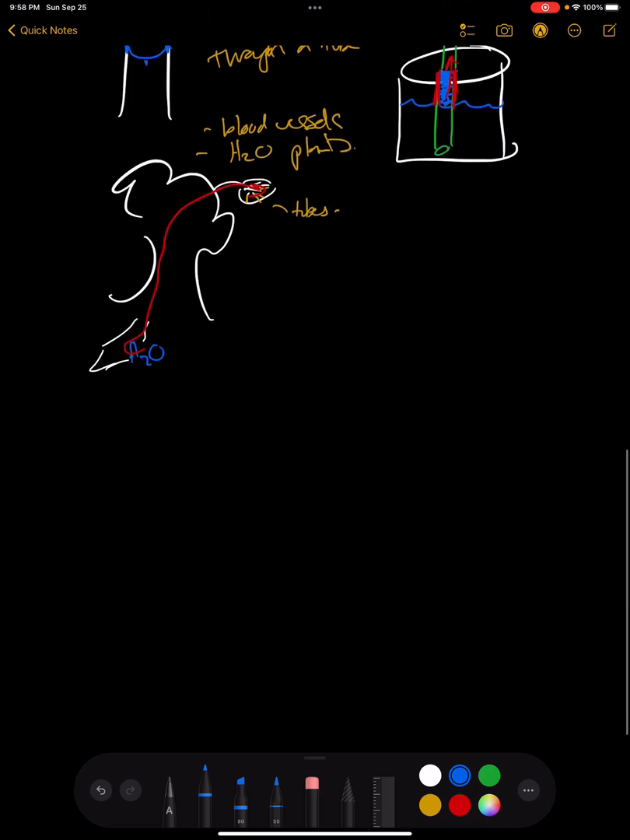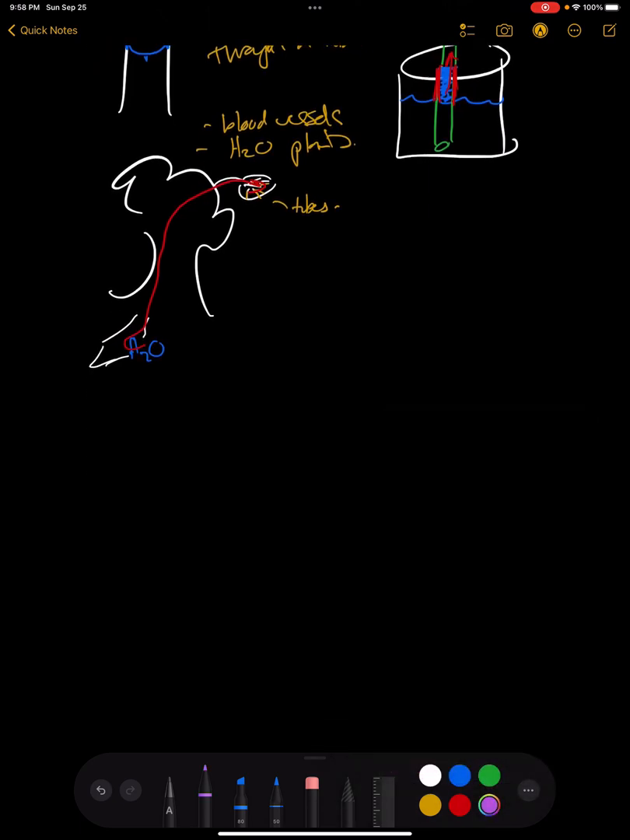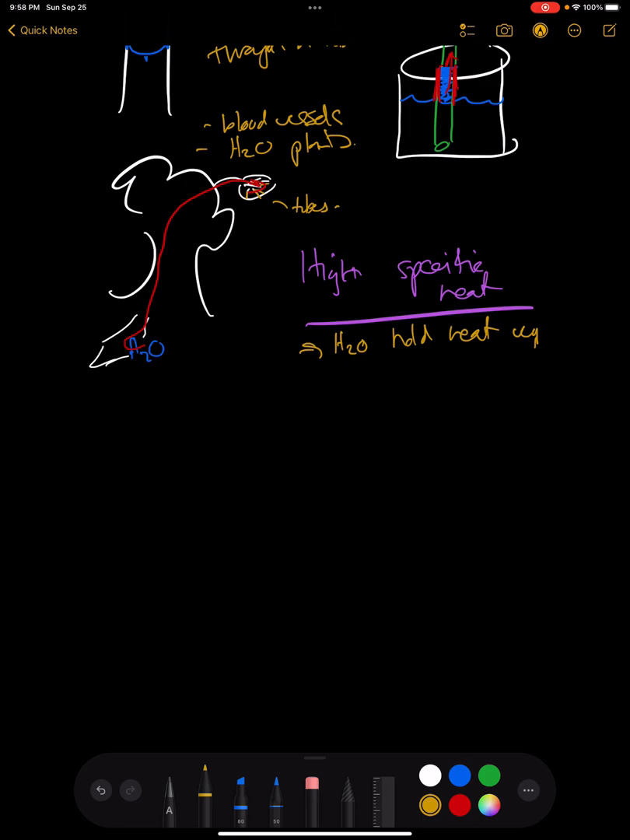Another water property that can be explained a lot by the hydrogen bonding is the fact that water has a high specific heat. And what high specific heat means is that water is able to hold heat very well, because of the hydrogen bonds. Remember, we talked about how hydrogen bonds can break and form really fast. Well, because they're able to do that, that means they're able to hold the heat really, really well.